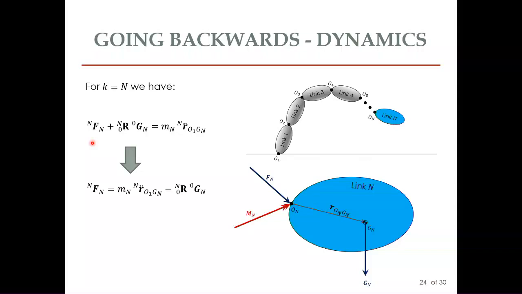Let's continue. So this equation, sum of forces equals P dot, is this one. Sum of forces equals P dot. Any questions about this one? Okay, so remember this Fn is the force that link n minus 1 applies on link n.